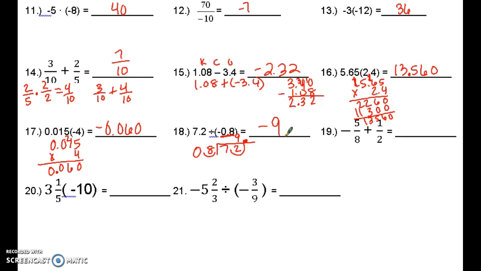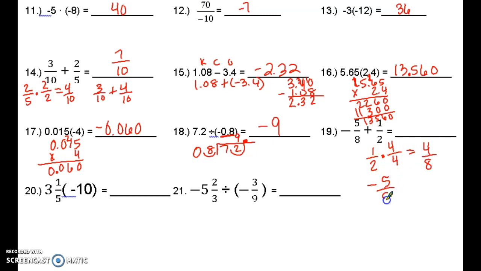Number 19, I need to have the same denominator. 8 and 2 will both go into 8. So I need to change the 2. I'm going to multiply by 4 to make the denominator 8. What I do on bottom, I have to do on top. 1 times 4 is 4. 2 times 4 is 8.